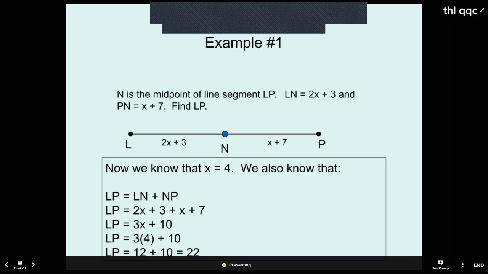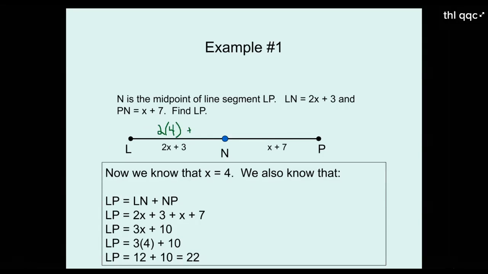LP is going to be adding these two things together. So you could write it out like that. You could find your like terms, then plug a 4 in and find out that the whole thing is 22. You could also just solve for each of these pieces. If we plug the 4 in here, you could have 2 times 4 plus 3, right? So you get 8 plus 3, and that's 11. Well, what do you notice? This piece ends up being half of what we know the whole thing is.